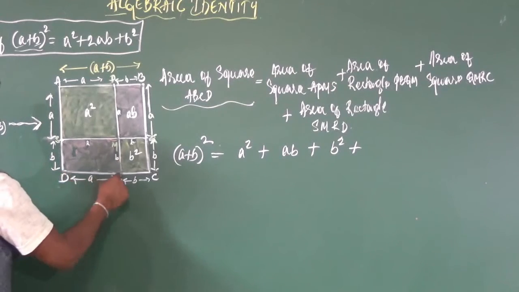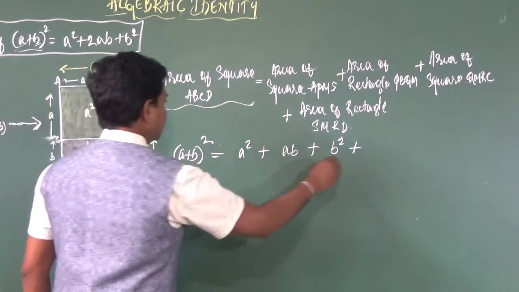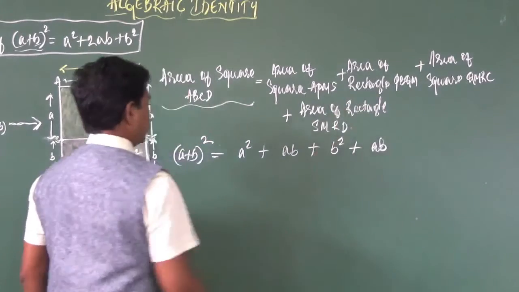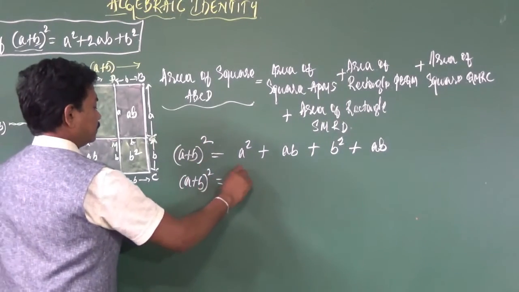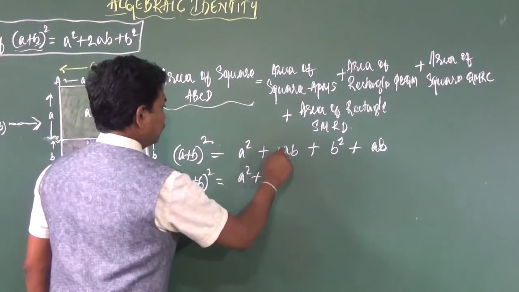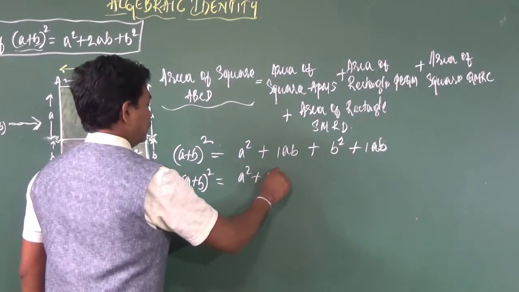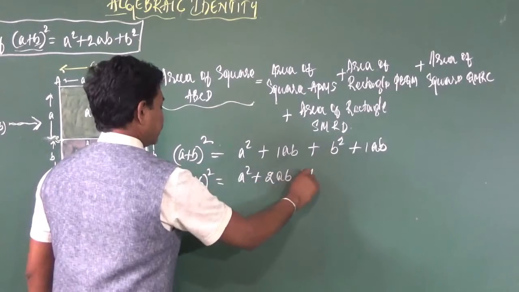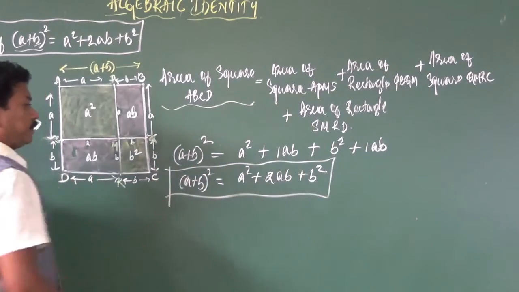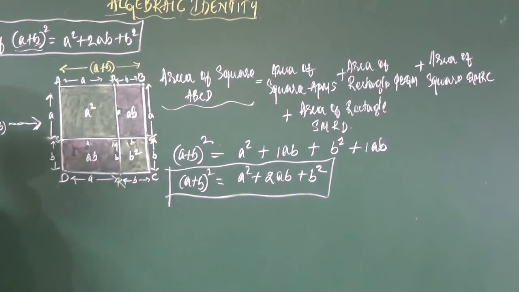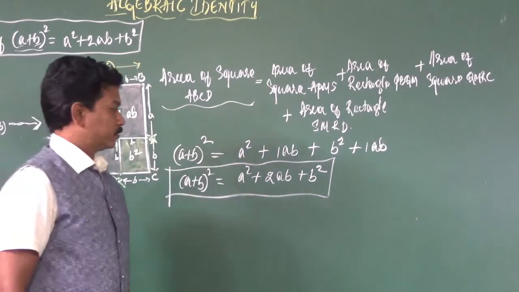So here A into B, the area is AB here. So we will take this AB. Now, (A plus B) whole square is equal to A square plus 1AB plus 1AB, which becomes 2AB, plus this B square. So this is called an algebraic identity. This is how we get the formula, that is (A plus B) whole square equals A square plus 2AB plus B square.